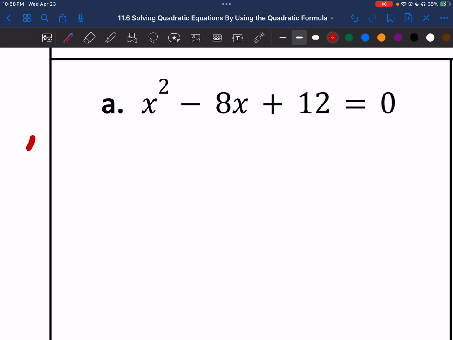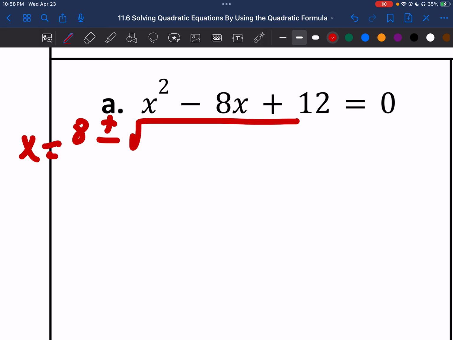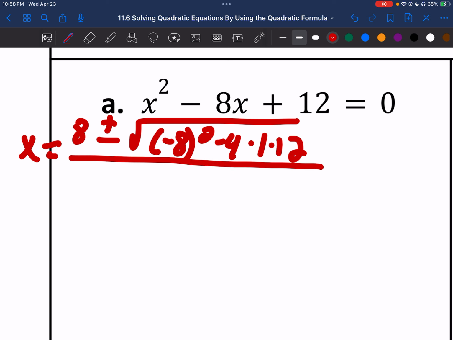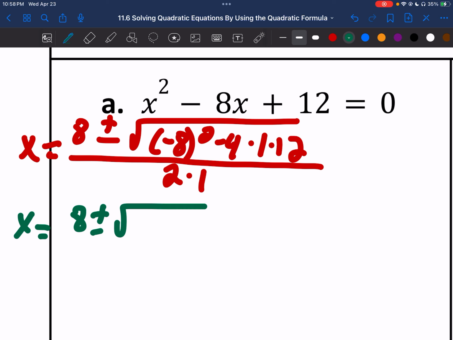So we set it up. x is equal to the opposite of b. So the opposite of -8 is +8, plus or minus the square root of b squared, so -8 squared, minus 4 times 1 times 12. This is all over 2 times 1. So now my second line, we're going to do some simplifying. We have 8 plus or minus the square root of -8 squared, which is 64, minus 48.